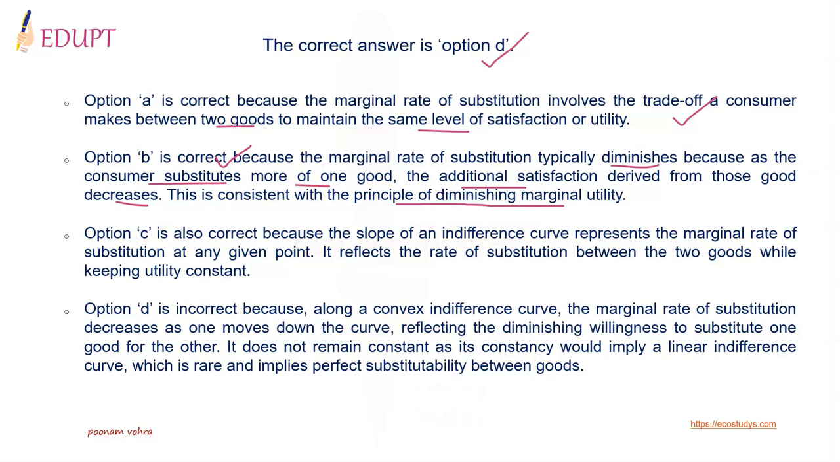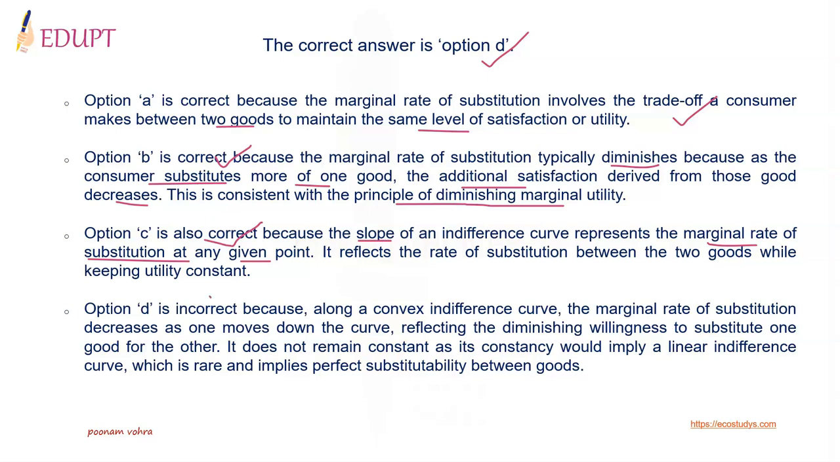So it is correct. Option C is also correct because the slope of an indifference curve represents marginal rate of substitution at any given point. It reflects the rate of substitution between the two goods while keeping utility constant.